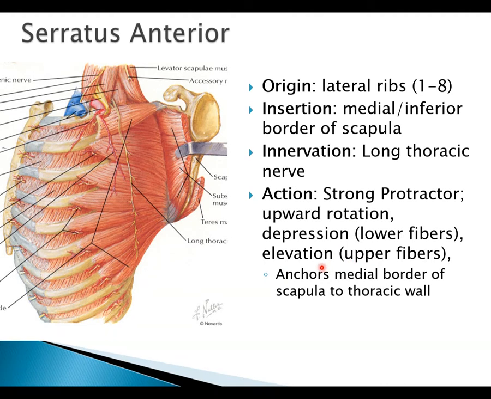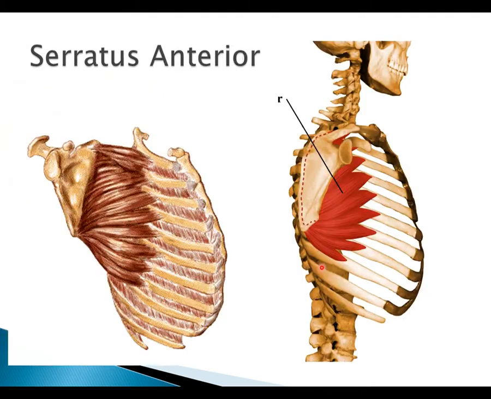It is a major scapular stabilizer during activity. This one is innervated by the long thoracic nerve. So sometimes weakness of the serratus anterior can cause winging. Sometimes damage to the long thoracic nerve can cause weakness of the muscle because the nerve is actually messed up. Either one could result in winging of the scapula.